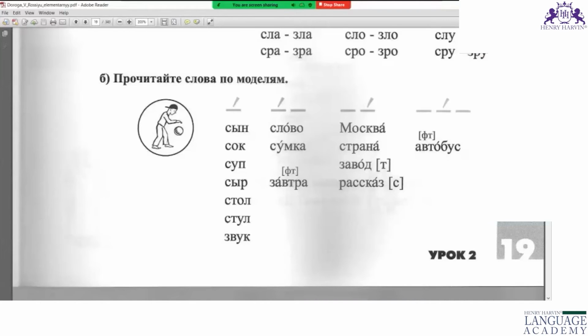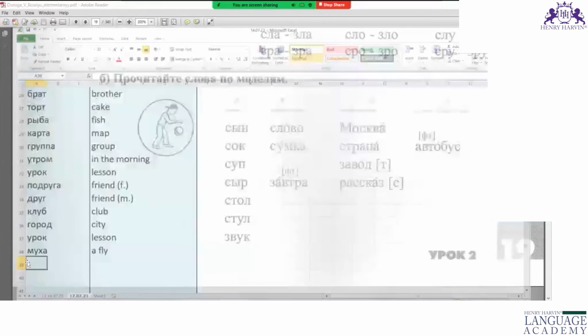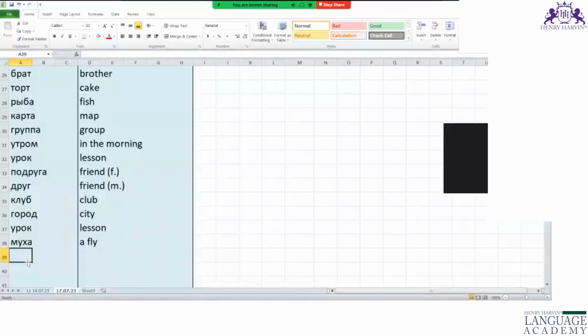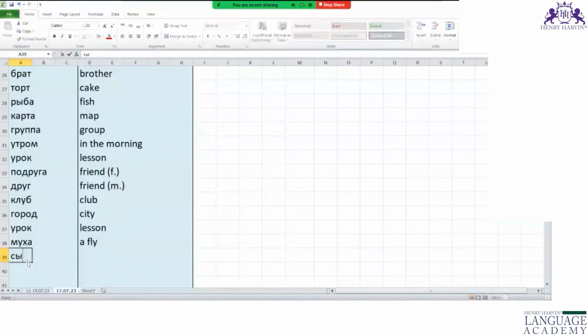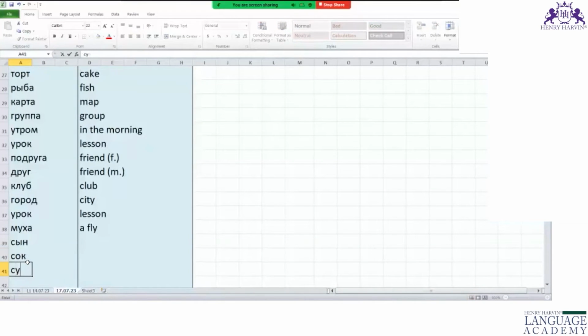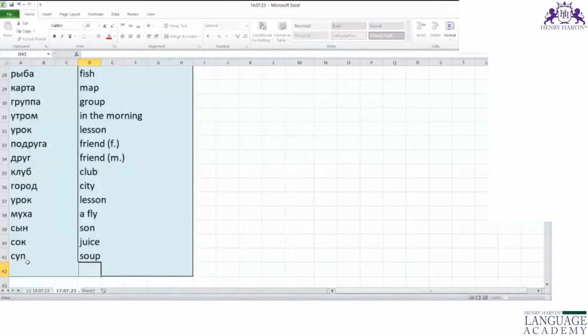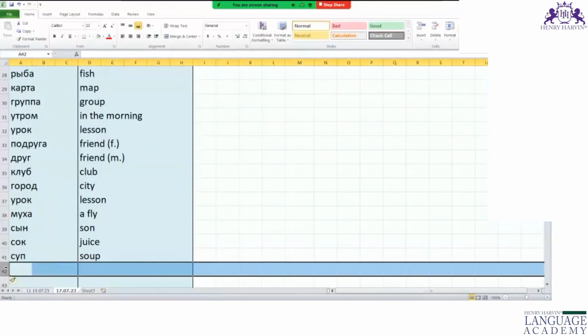Okay, these are just a few phonetical rules. Now, the last time we'll write down new words. Сын, сок, суп. Okay, so сын, сок, суп. Write them down with me. Сын is son, сок is juice, суп is soup.